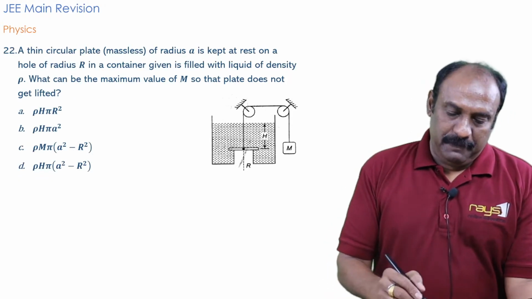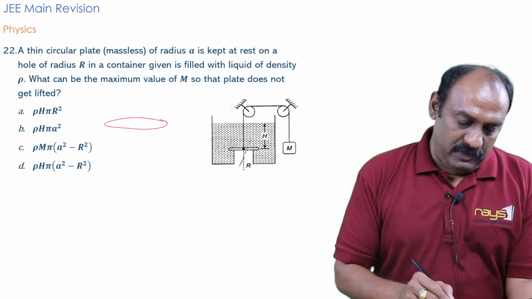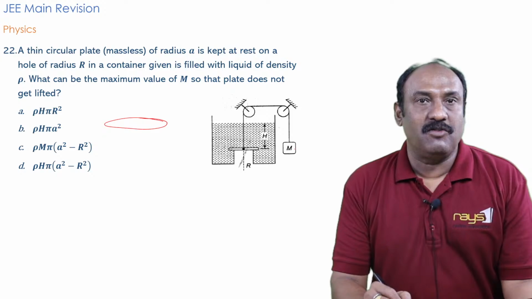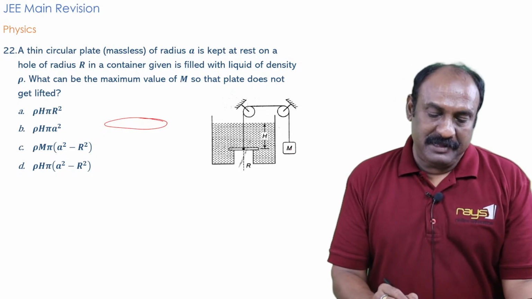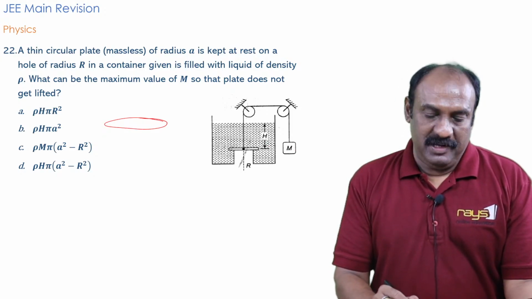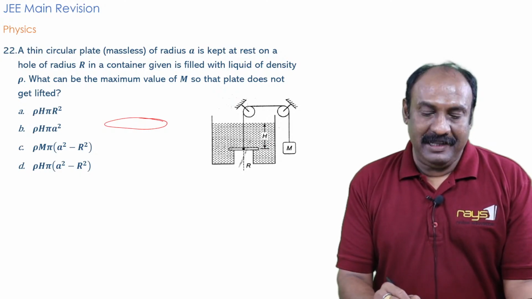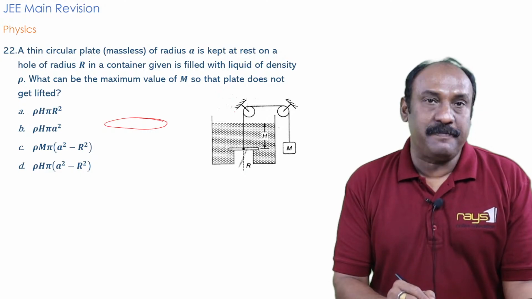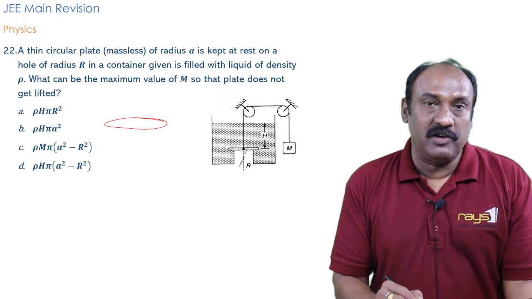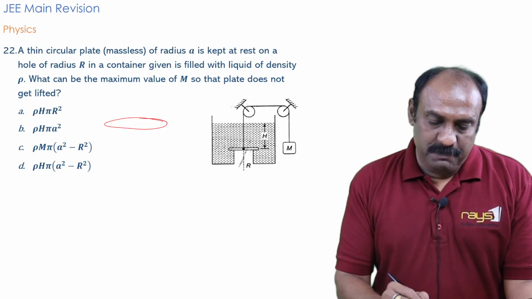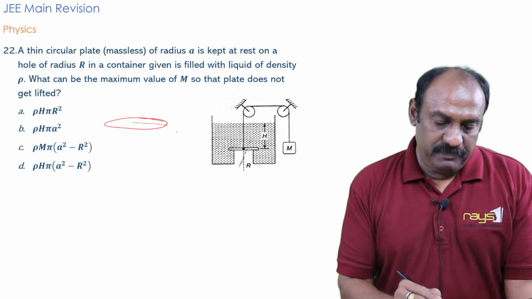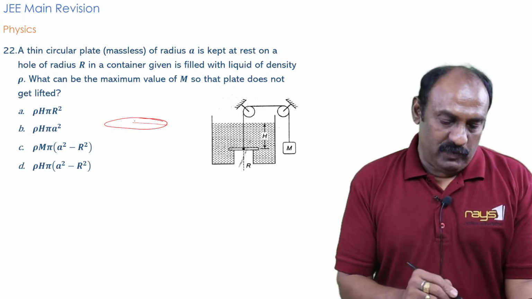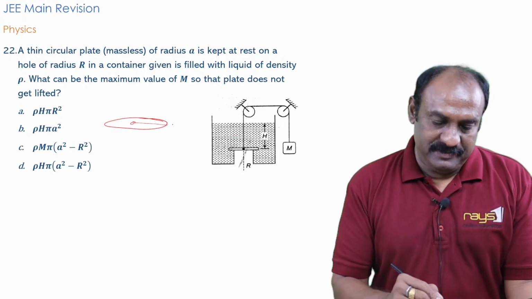So here on the plate, what forces are acting on the plate connected to the block of mass M? At the same time, this plate is under the influence of a liquid column of length h, and also it is under the influence of atmospheric pressure on the upside and downside also here. So on this plate of area pi A square, that is, radius A is given, what are the forces acting on the plate?